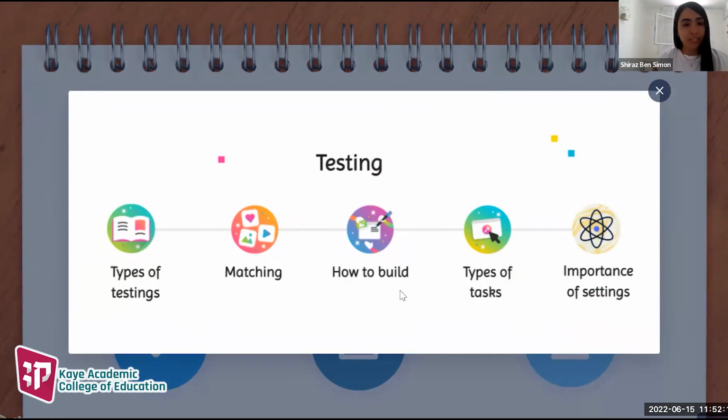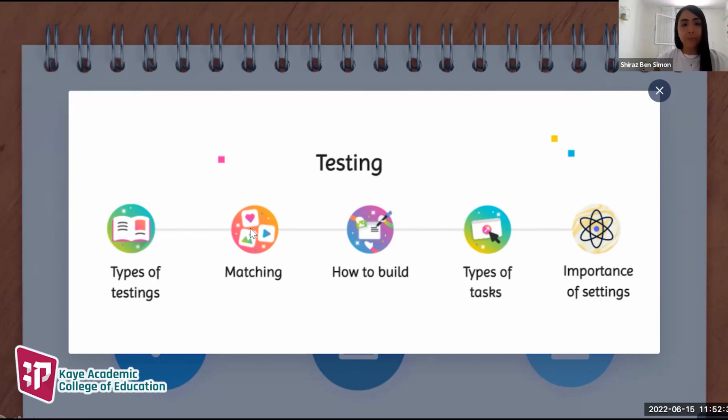So the first one is types of testing. When you hear about testing, I am sure that most of you think of a written test, multiple choice, unseen, things like that, but we really learned about the different types of testing: written test, portfolio, projects, presentation, etc.